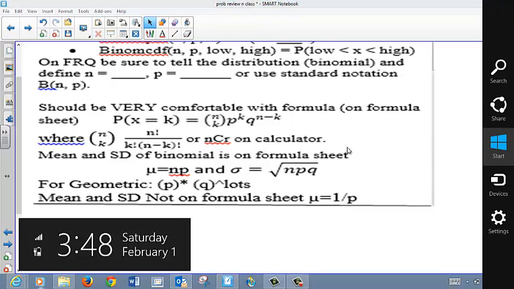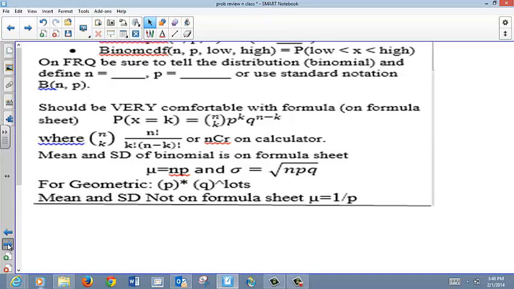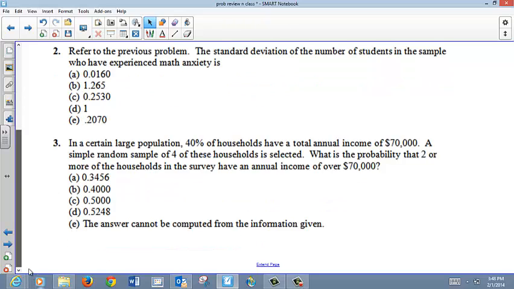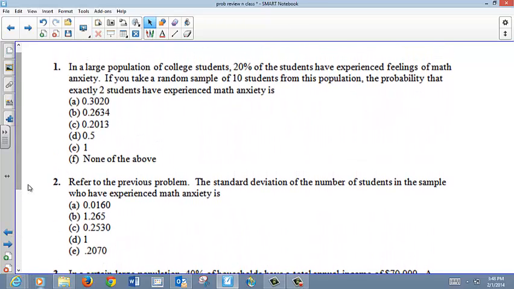Try these binomial geometric problems, number 1, 2, and 3. Pause. The answer to number 1 is A. The answer to number 2 is B. The answer to number 3 is D.